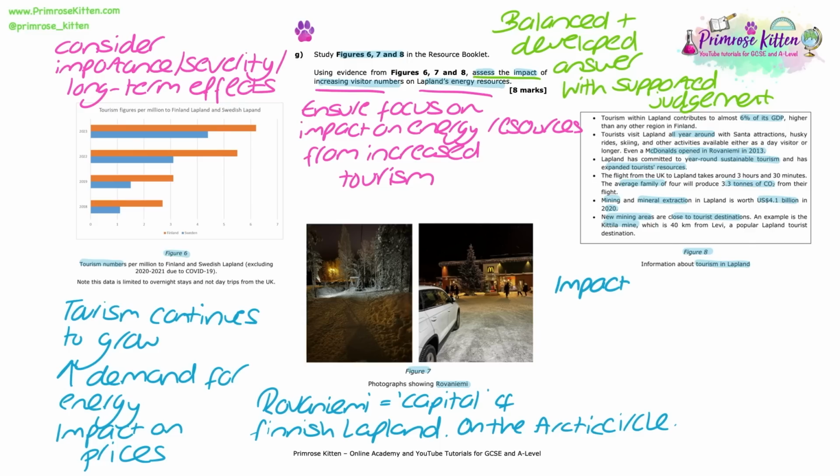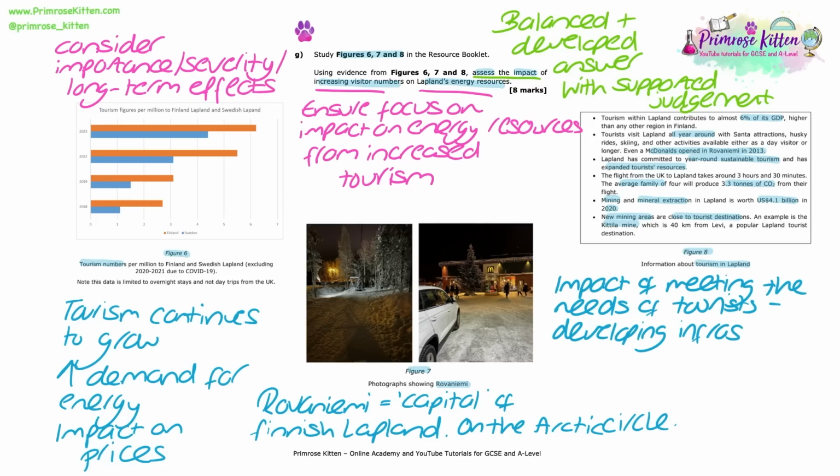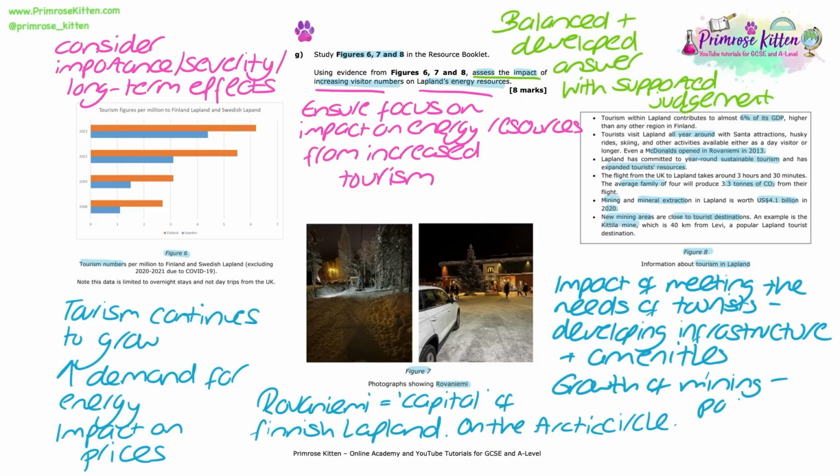This information therefore tells us something about the impact of meeting the needs of tourists, such as developing infrastructure and amenities. The growth of mining might also suggest a possible conflict with the tourism industry.